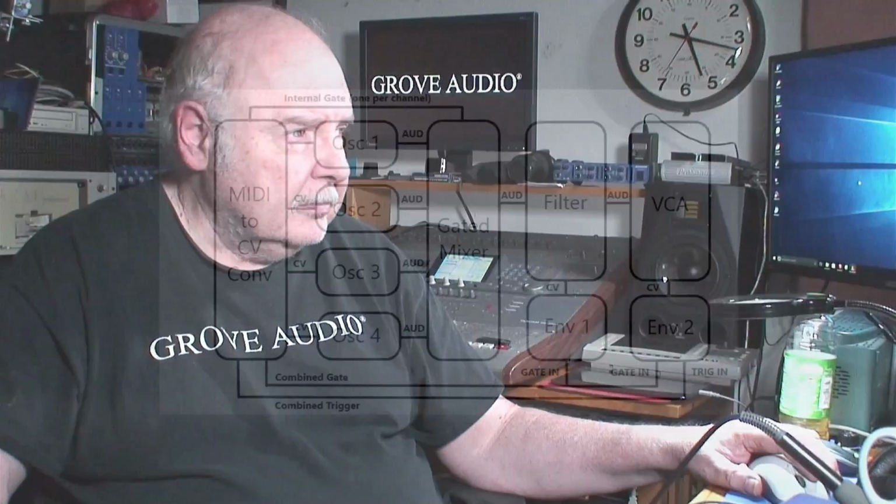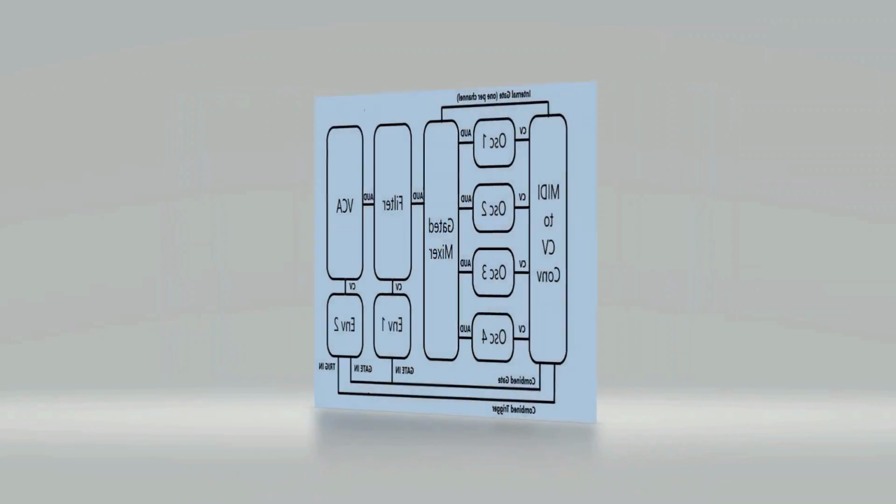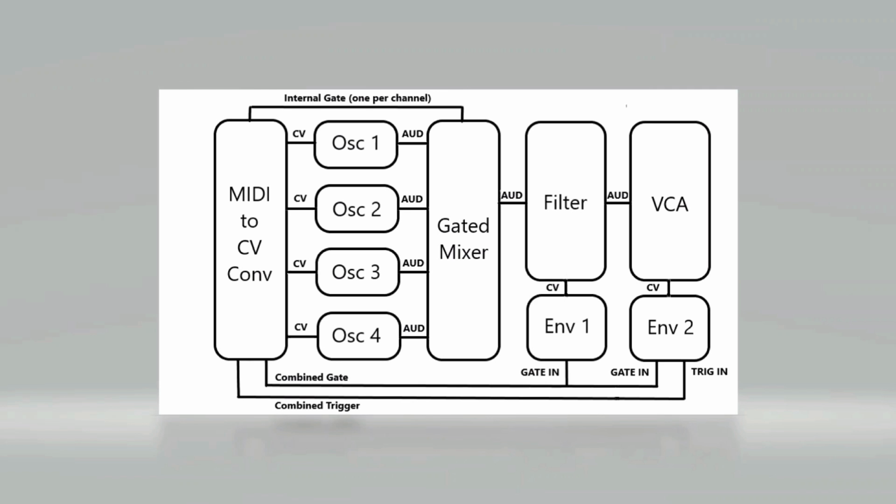A common gate and trigger are generated by the converter to trigger the downstream envelope generators controlling the filter and VCA. Here's a block diagram of the patch. MIDI commands enter the MIDI to CV converter and are converted into four channels of control voltage output at 1 volt per octave and fed to each oscillator. A combined gate signal and combined trigger signal are generated for all of the oscillators. These two signals are used to control the downstream envelope generators and ultimately the filter and VCA.